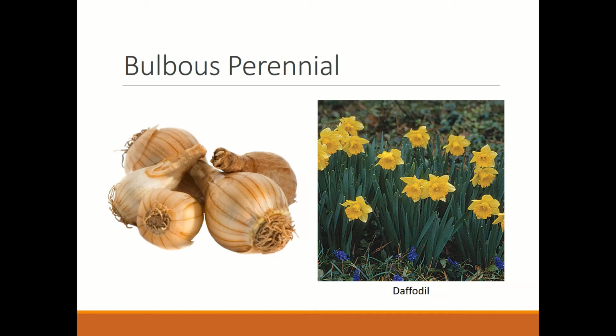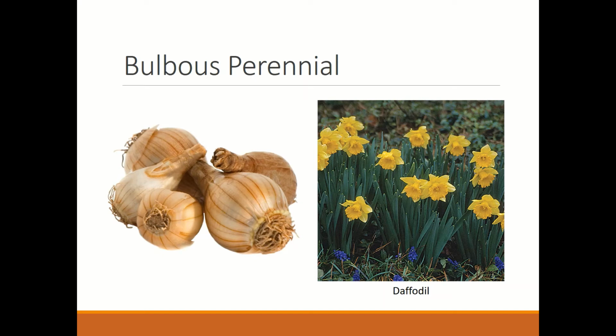Daffodils are examples of bulbous perennial plants. If you wanted to grow daffodils in your yard, you would purchase bulbs in the fall. That's when they would be available at garden centers or online. And you would plant the bulbs in the fall, probably somewhere around 4 to 6 inches deep. The bulbs would overwinter in the ground, and then the following spring, when the soil temperature started to warm up, the bulbs would begin to push out a shoot that would bear leaves and eventually flowers.